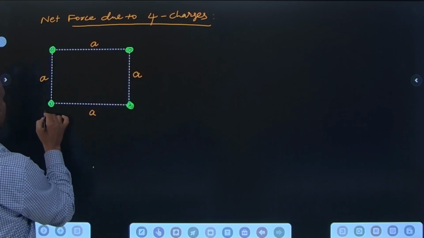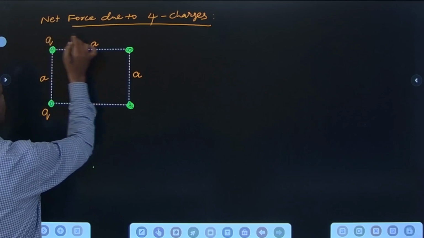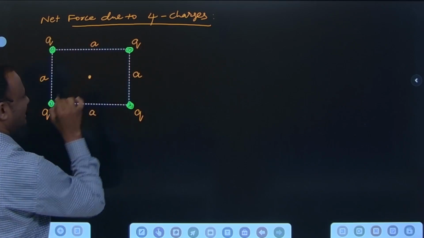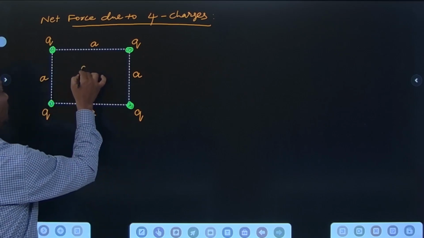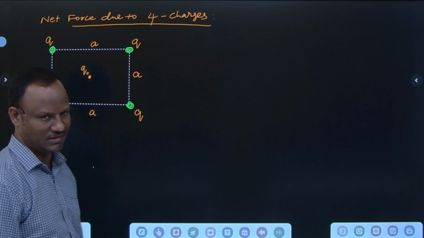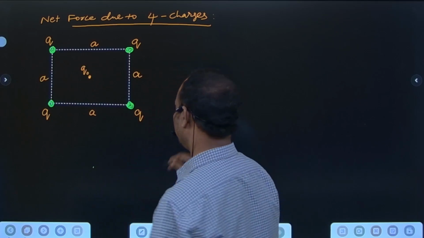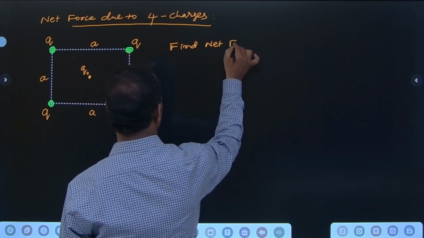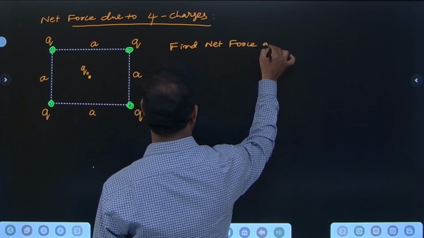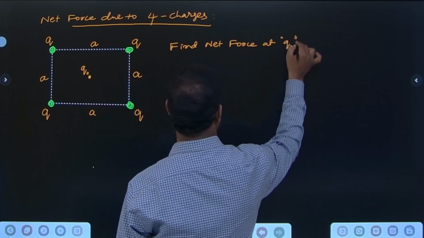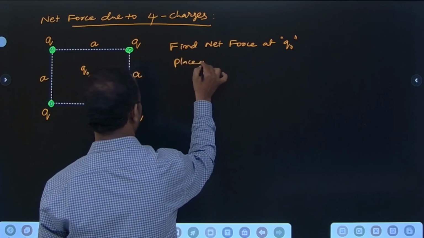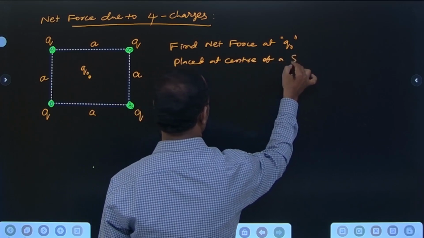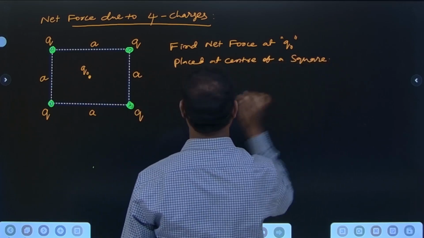Each charge is Q. What is the force at the center when a fifth charge Q naught is placed at its center? My question is to find the net force at Q naught placed at the center of a square.